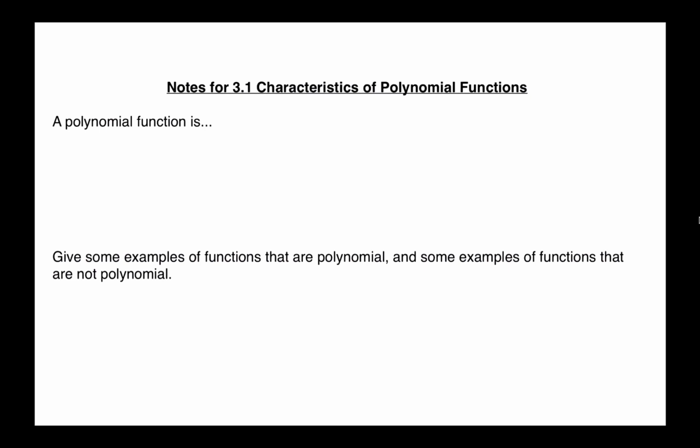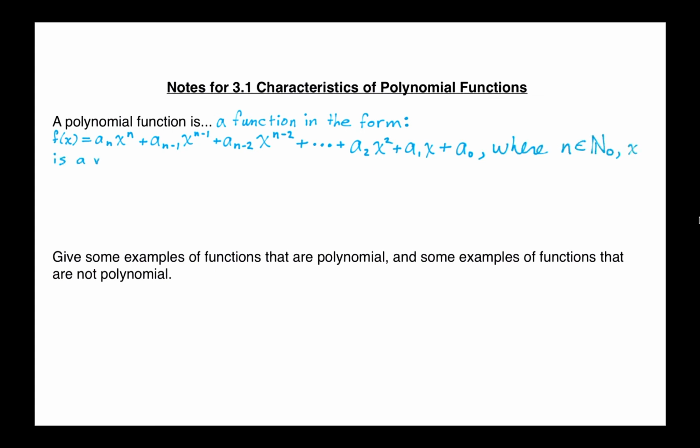So here are the notes that we're going to make on these characteristics of polynomial functions. First of all, a polynomial function is a function that's in the form a subscript n times x to the n plus a subscript n minus 1 times x to the n minus 1 plus, and so on, all the way down to a2 x squared plus a1 x plus a naught. Naught means subscript of 0, where n is a whole number, x is a variable, and a naught, a1, all the way through to an are real numbers. So here are some examples of functions that are polynomials, and then some examples of functions that are not polynomials.